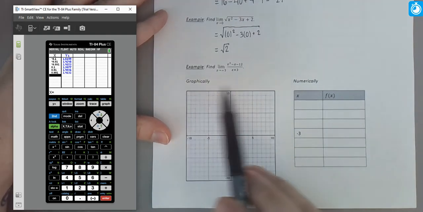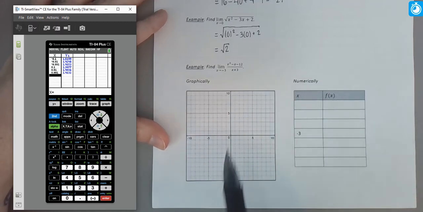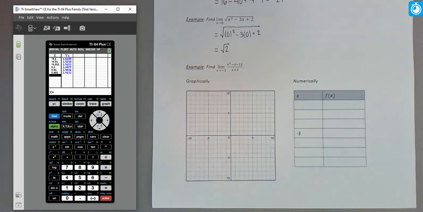Now we can find it graphically, we can find it numerically using the techniques we already have, and then we're going to revisit the algebra. So let's type in this function, and let's see if we can find the limit using the techniques we already know. Now, as usual, make sure you have parentheses around your numerator and parentheses around your denominator. So there's your numerator divided by your denominator, x plus 3. Okay, and then we want to graph that.